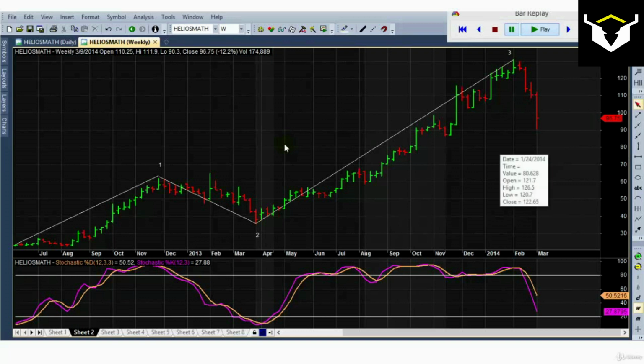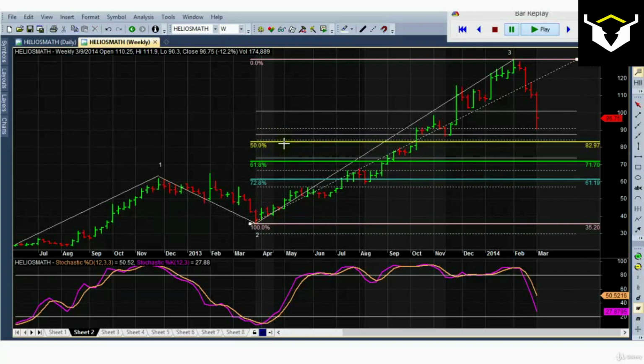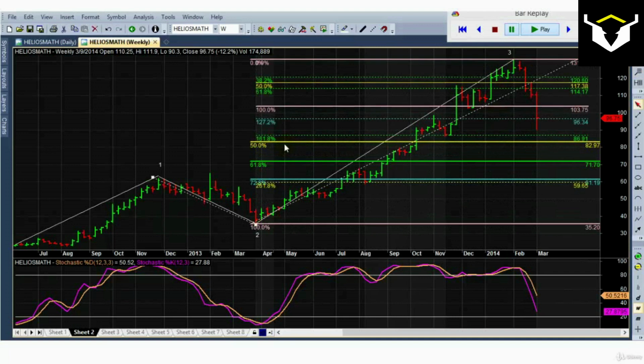Let's go ahead and add extension and ratios to find out the level where wave 4 might terminate itself. So first I will use ratios of wave 3. So I have a ratio, then I'll use extension of wave 2. Here I have extension of wave 2 as well. As of the last bar, you can see there is strong price cluster at this level as well as at this level.